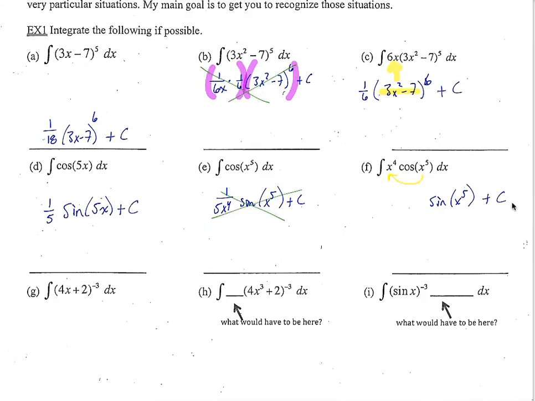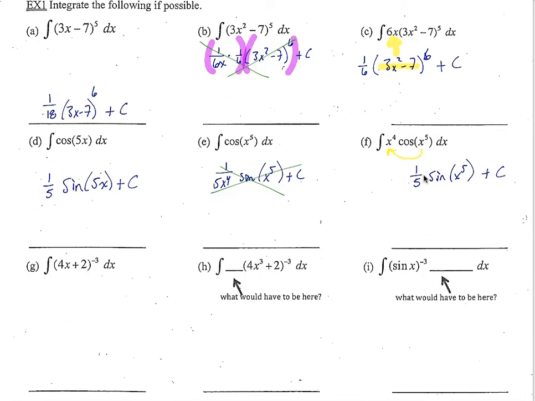So we have the sine of x to the 5th plus c. When we take the derivative of this, we will get an x to the 4th, but we're going to end up getting 5x to the 4th. So we're going to want to put a 1/5 out in front. Right? So this is the antiderivative for x to the 4th cosine x to the 5th. All right, moving on. G.